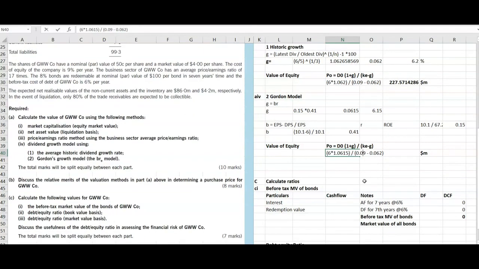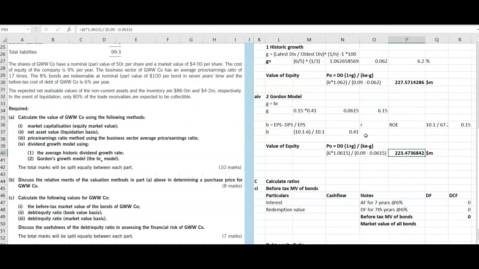So again, this would be 15615. So we'll get the answer now. So the answer comes to 223.4. So that's about the answer. We got it in millions, and so that's about this answer.